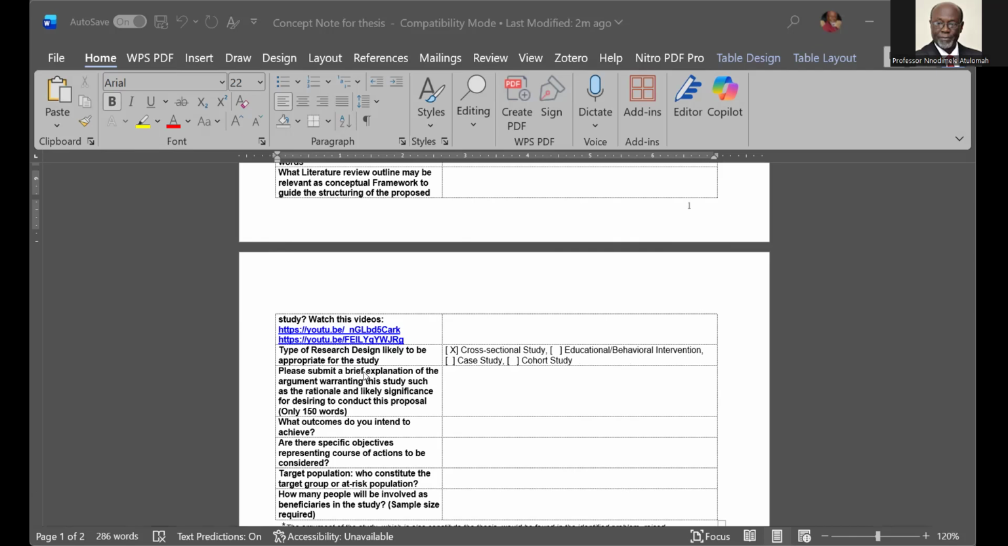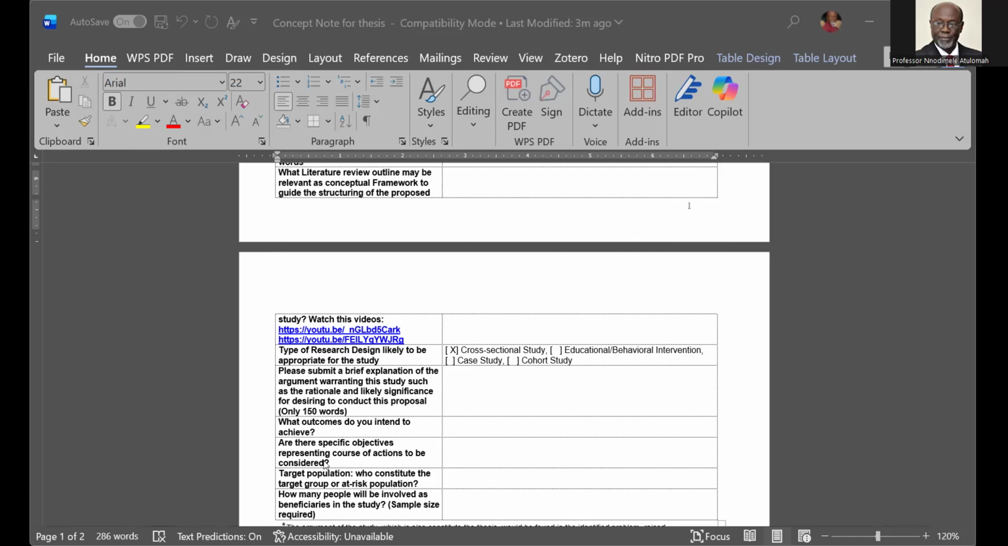Here it is requesting that you provide a brief explanation of the study argument warranting the study. Usually when we talk about study argument, we're talking about the problem, the question raised, the objectives, and then your research hypothesis. They form the argument, and then the justification, the reason for doing this study, and whatever it is going to contribute. That's what we mean by justification or rationale and significance. You have to identify them. So what outcome do you intend to achieve?